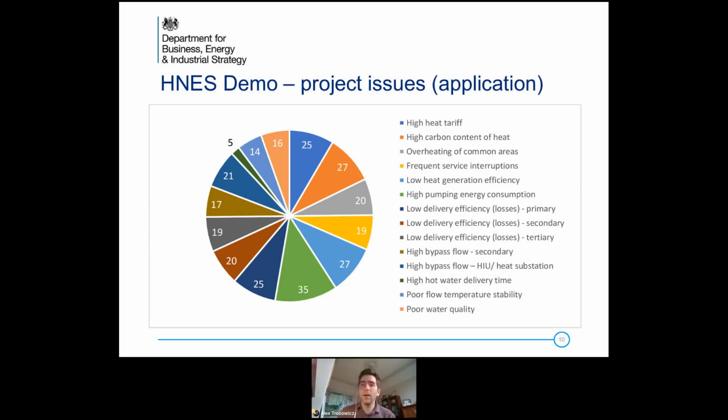This slide just indicates a count, just for capital applications that we received. It's a count of all the issues that were flagged by applying networks at application stage. The main standout point here for me is that there aren't any key issues being experienced by projects. There's a fairly broad range of things that networks need to address. Certainly heat tariffs, consumption of fossil fuels or reduction of that, and pumping energy consumption stand out from a lot of projects.